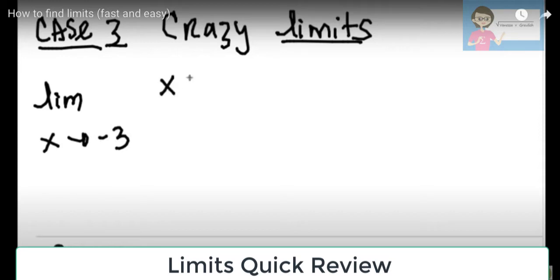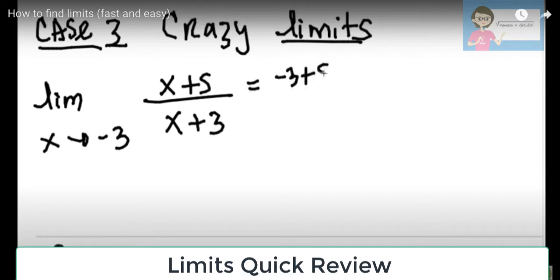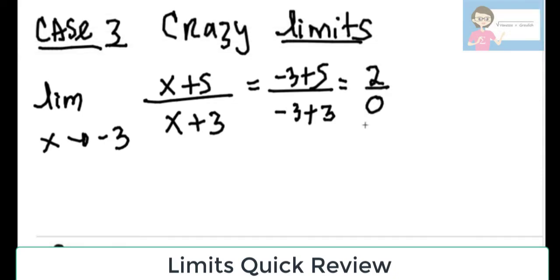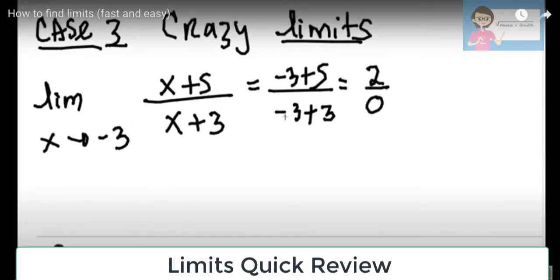Let's say that you have the limit when x approaches -3 of x plus 5 over x plus 3. Now here I plug in -3 plus 5, and then I plug in -3 plus 3, and then I have that this is 2 over 0. I tried to figure out if I can factor this, but really I cannot factor it. So now I have to go to a different approach.